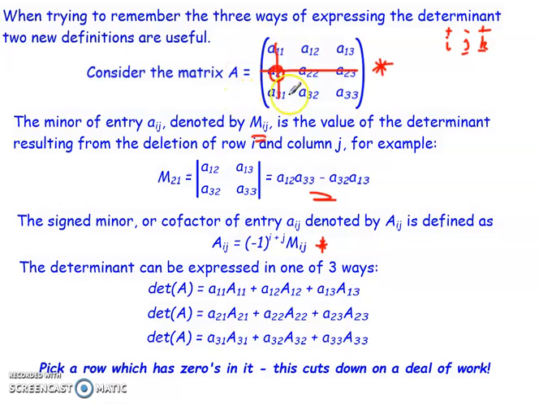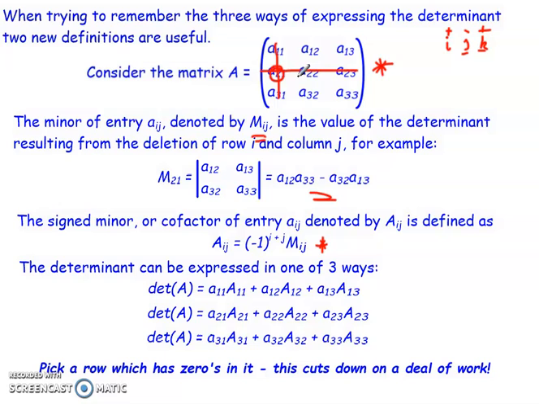Or I go along the bottom row and do the exact same thing. So look at each column, delete it, create a set of 2 by 2 matrices with what's left over, and then use them to calculate the overall determinant of my 3 by 3 matrix. Now, one hint I'm going to tell you is that you need to pick a row which has zeros in it. So if there are zeros available, pick that row, because what that does is it cuts down on the deal of work we're going to have to do.